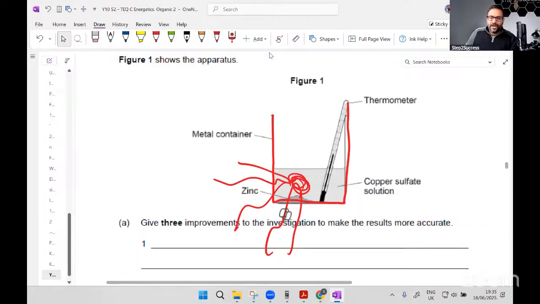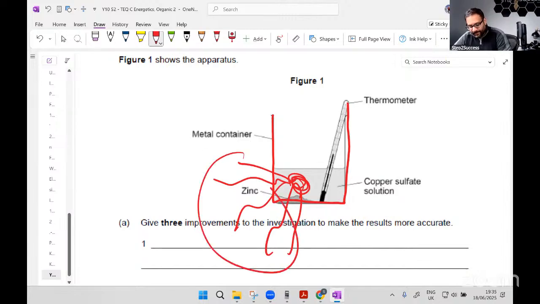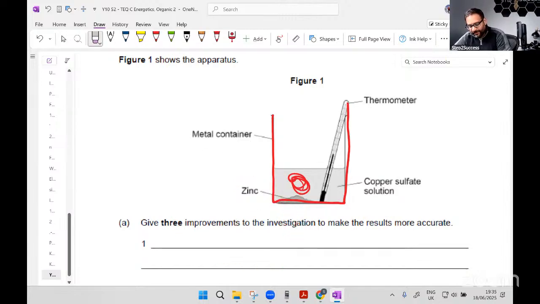You're using the thermometer to check whether or not it's got hotter or colder, but a lot of the heat will be out here because it's gone through the material. So we want to use something that doesn't conduct heat so well, like plastic or polystyrene, because they tend not to let heat through as easily.